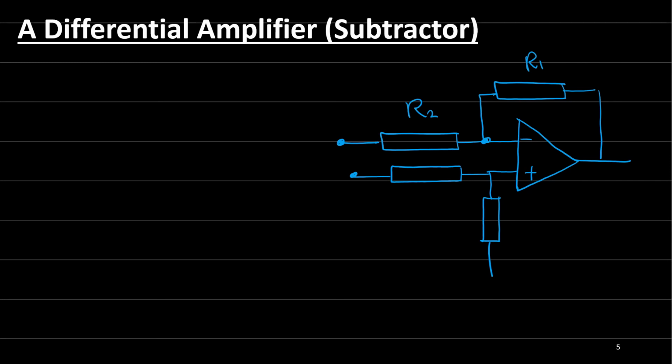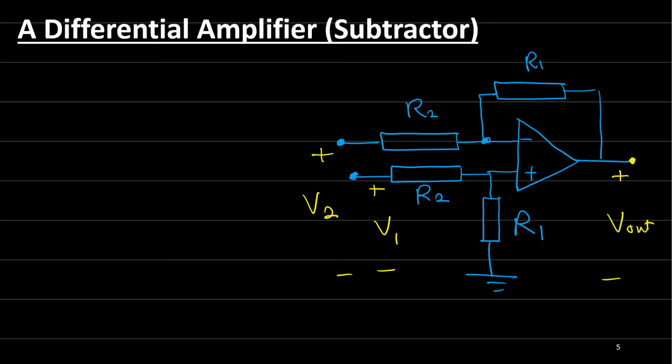This way, we have two inputs, and here we have ground connected to this resistor. So I'll say this is R2, this is another R2, let's say it's the same value, and this is R1. Now let's label these values: V1 and V2, and this is V out. Of course, this is V minus and V plus. Now let's try to find the gain of this amplifier.